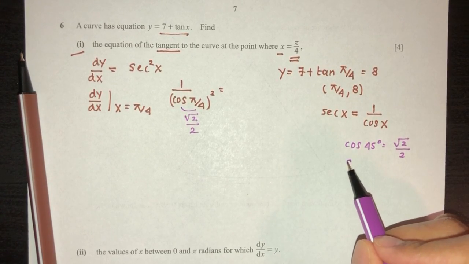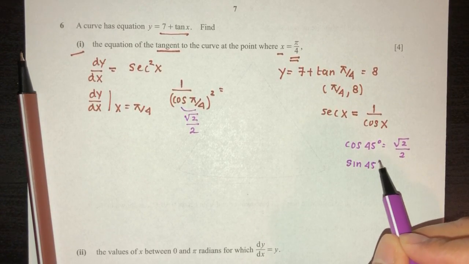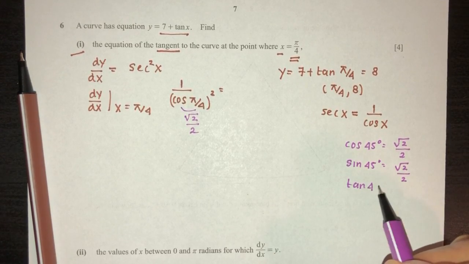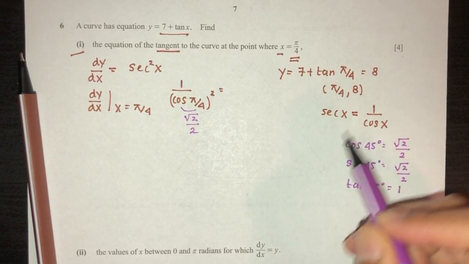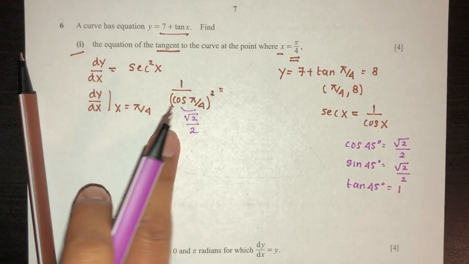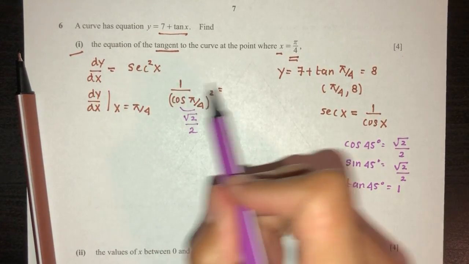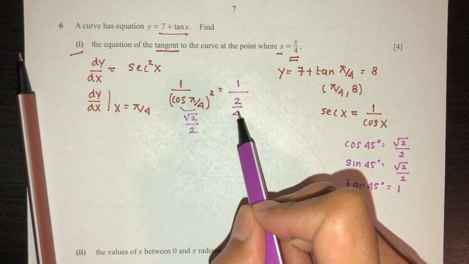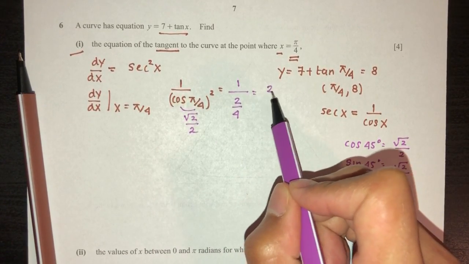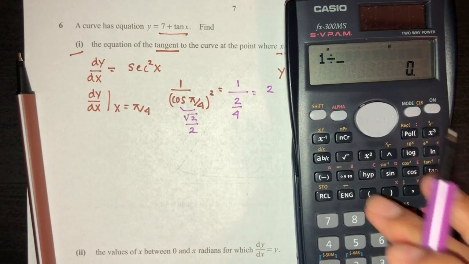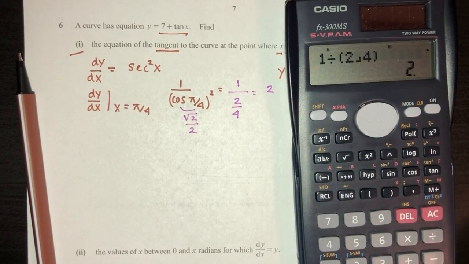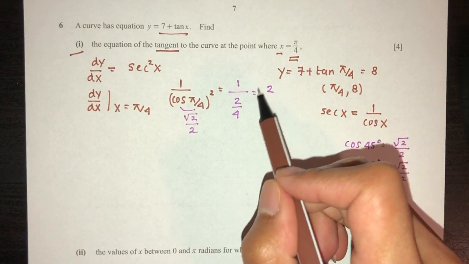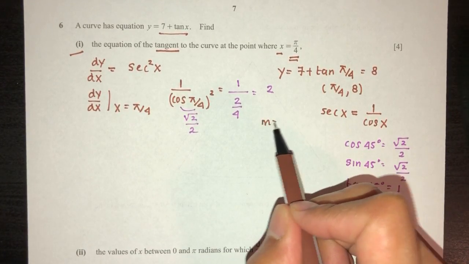And also, make a side note: sine of 45 degrees is also root 2 over 2, except tan of 45 is equal to 1. This is a side note for you, just to know how I found this answer. And that will be 1 divided by, that will be squared, that will be 2 over 4, which is 2. You can check: 1 divided by 2 over 4 should be 2. Which means your gradient of the tangent is equal to 2, which is m.